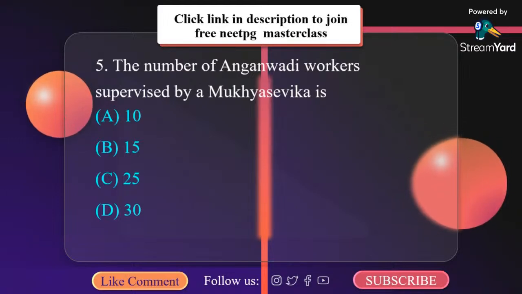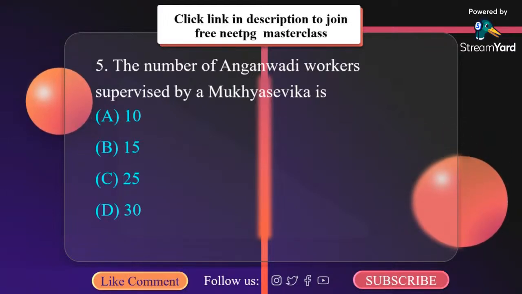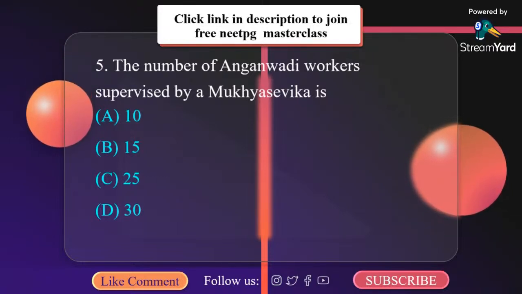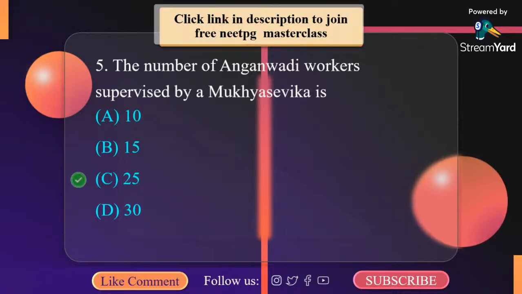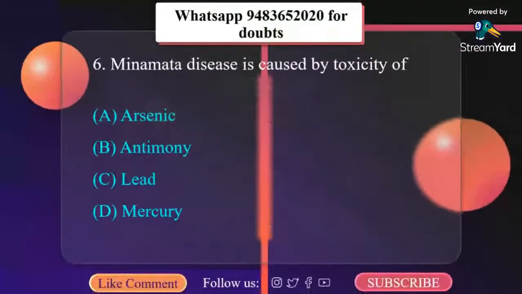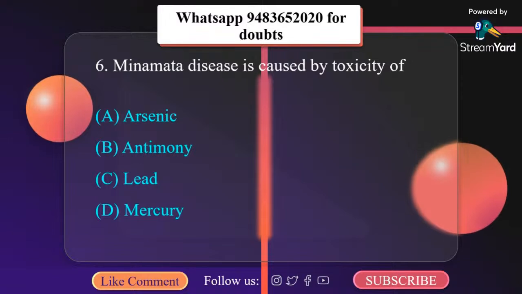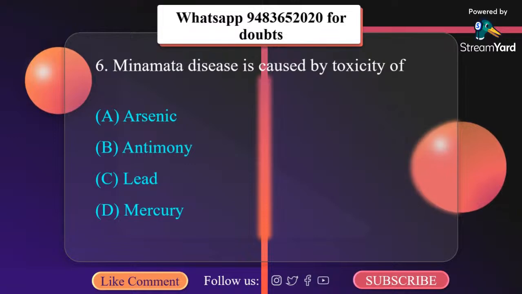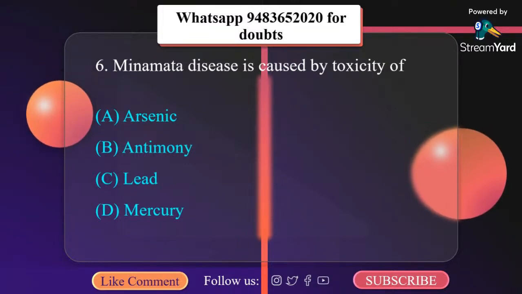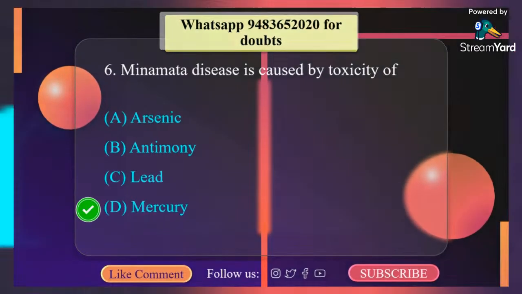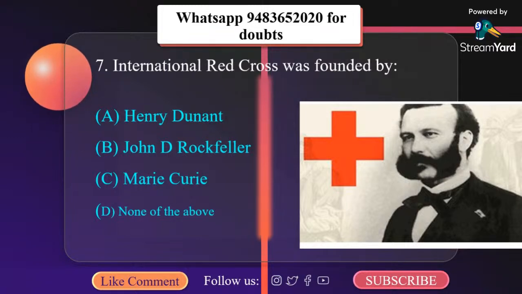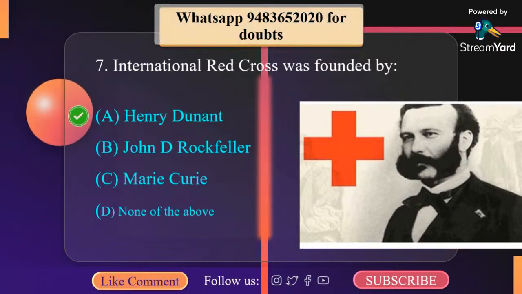The number of Anganwadi workers supervised by a Mukhya Sevika is A. 10, B. 5, C. 25, D. 30. The correct option here is C. 25. Minamata disease is caused by toxicity of A. Arsenic, B. Antimony, C. Lead, D. Mercury. The correct option here is D. Mercury. International Red Cross was founded by A. Henry Dunant, B. John D. Rockefeller, C. Marie Curie, D. None of the above. The correct option here is A. Henry Dunant.